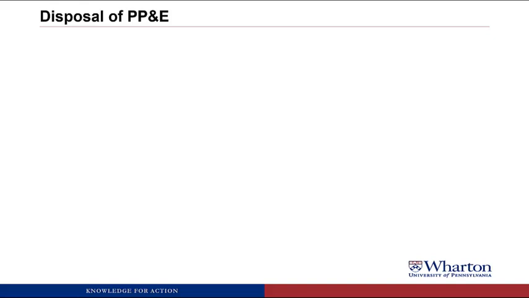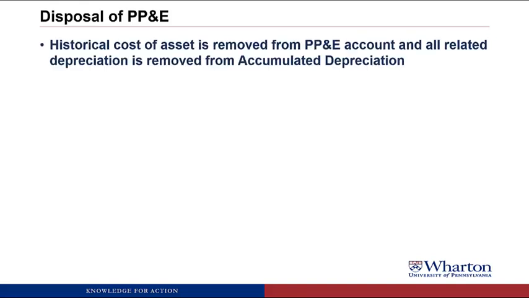So what happens if you decide you want to sell the piece of equipment before the end of its useful life? What you do is you take the historical cost of the asset out of the property, plant, and equipment account. So historical cost would be the acquisition cost plus any other cost that you've added to it over time. You also remove all the related depreciation from accumulated depreciation, which makes sense. If we don't have the asset anymore, we don't need the depreciation on the asset.